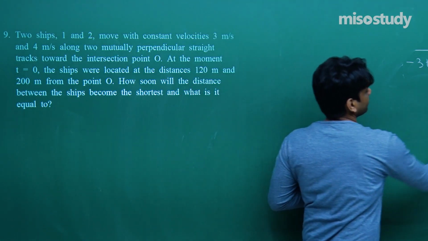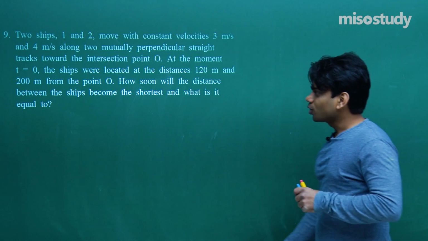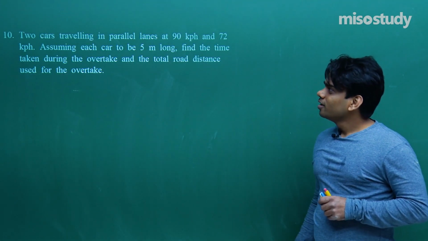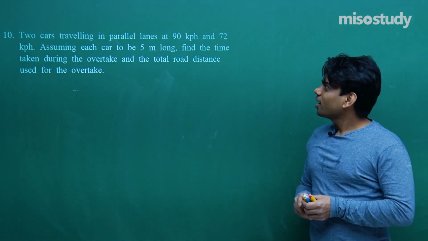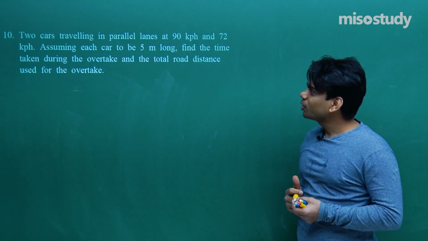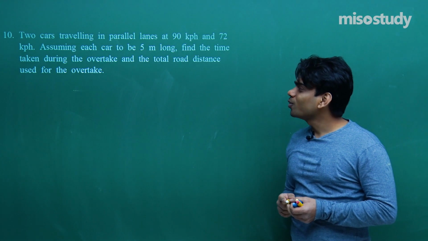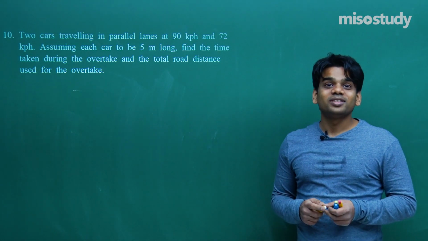And let us complete this exercise, and I hope that this would be a learning experience for you all to solve such kind of JEE Main related problems. 10th one, sorry. Two cars traveling in parallel lines at 90 km per hour and 72 km per hour. Assuming each car to be 5 meter long, find the time taken during the overtake and the total road distance used for the overtake. You need to find out time taken during the overtake.